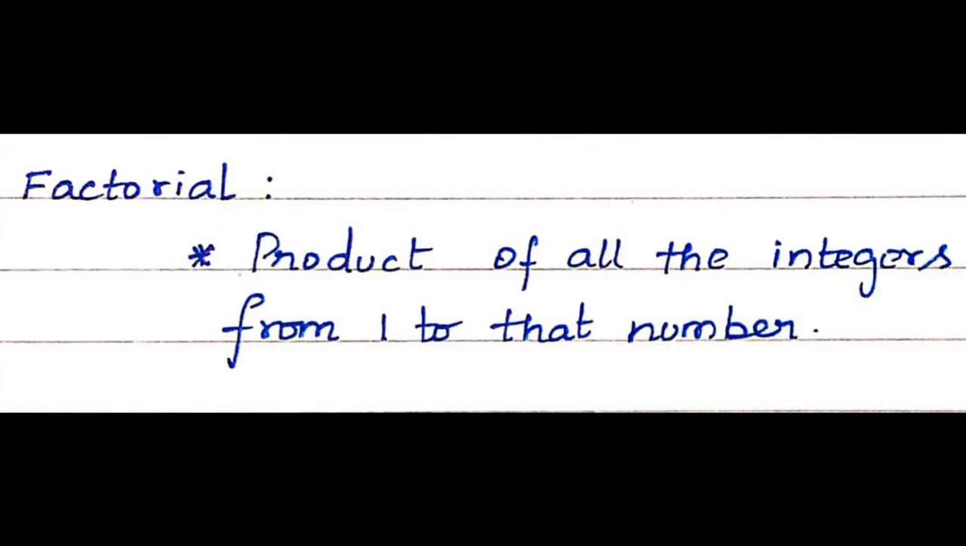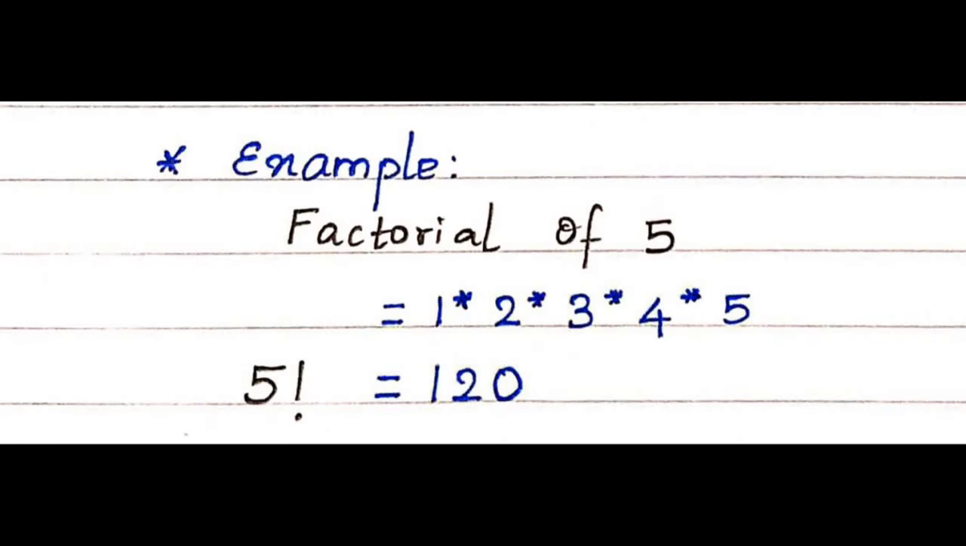Okay, let's take an example. Look at this example, factorial of 5. In order to find the factorial of 5, you have to find the product of all the integers from 1 to 5. So 5 is the input given by the user. So 1 into 2 into 3 into 4 into 5, you will get 120. So 5 factorial is 120.